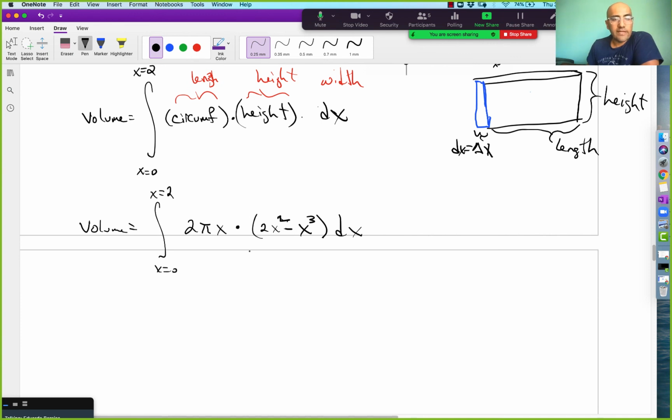Okay, so setting it up is the hardest part. Now all we have to do is solve this guy. Not bad. It's going to end up being a pretty little polynomial. This is a constant. We can pull it out. So my volume is equal to 2 pi integral of, and I'm going to distribute this x, so I'll end up with 2x cubed minus x to the 4th power dx. Again, x is ranging from 0 to 2.